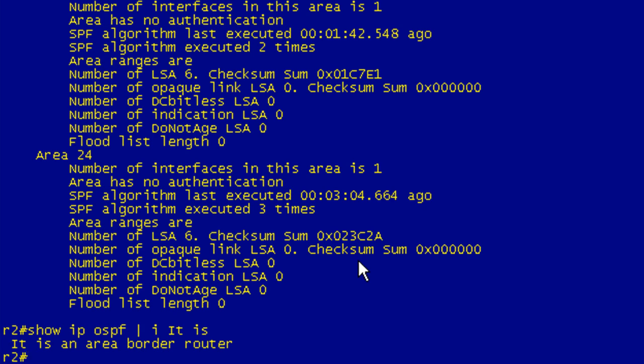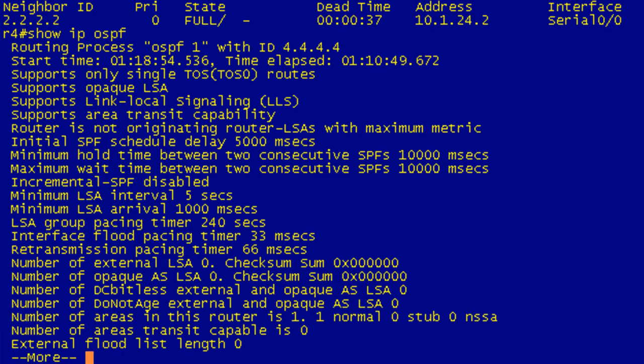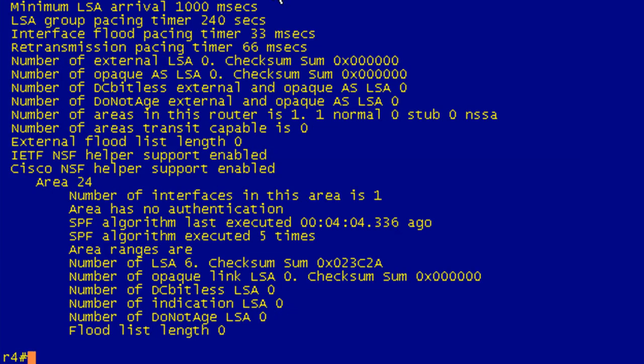So let's go out to one of our new guys here, and let's pick R4, clear all this garbage out. And if I do a show ip ospf neighbor, I have a neighbor adjacency with R2. Let's go ahead and do a show ip ospf. And what do you think is going to happen? Now remember, this is in a single area. It's in area 24. It is not connected to the backbone area. So yeah, we're going to get our output that doesn't show anything.